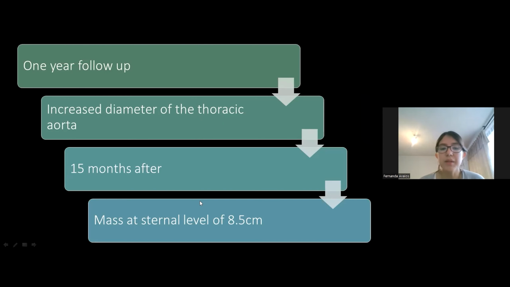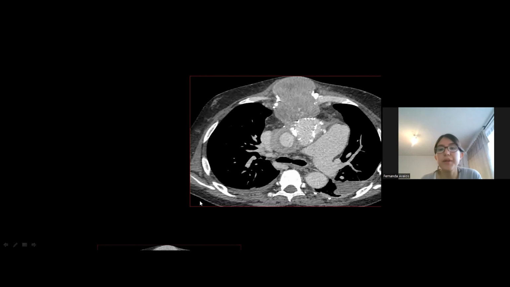Fifteen months later, the patient returned because he felt a mass at the sternal level, and it was almost 9 centimeters. So it was a really big mass. Here we have the first image. Here is our graft. That was a hematoma that formed with the first procedure. And here is the big mass. This is the sternum. The staples of the sternum opened.